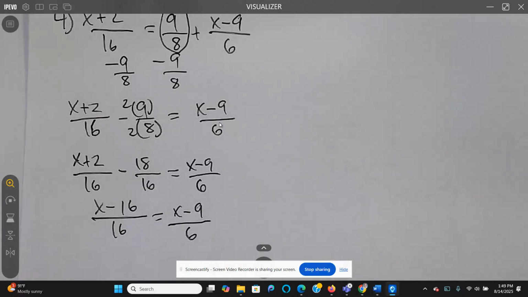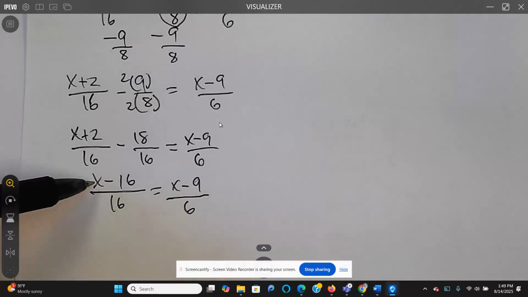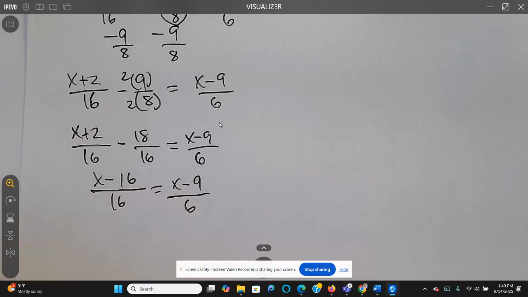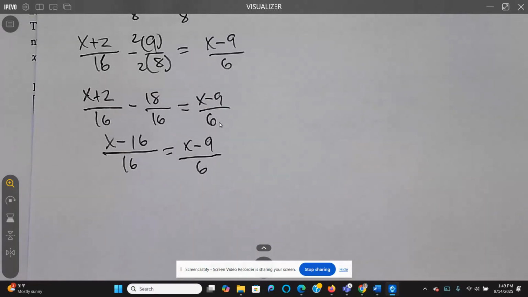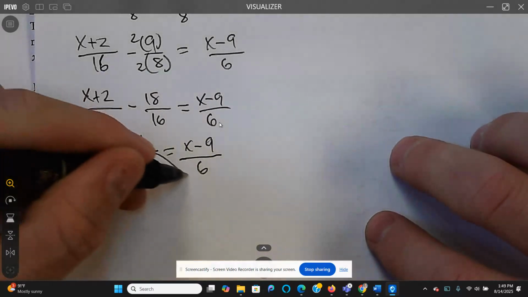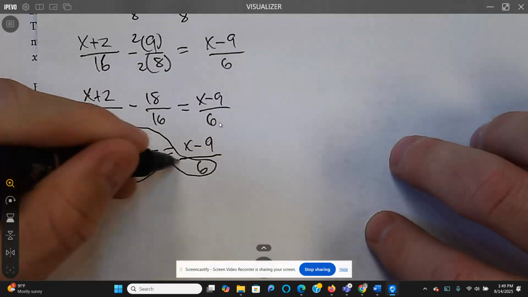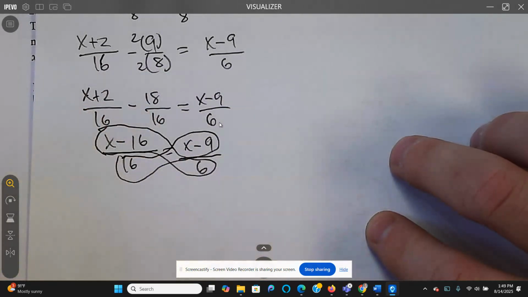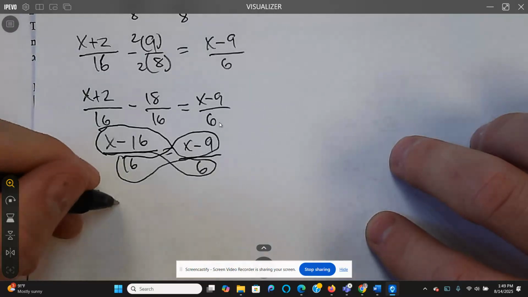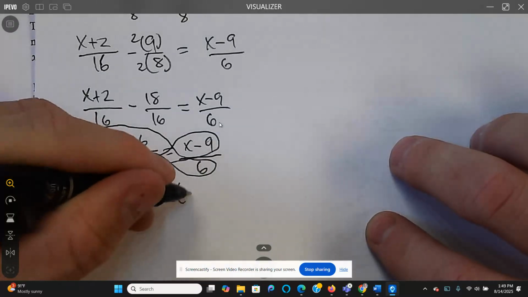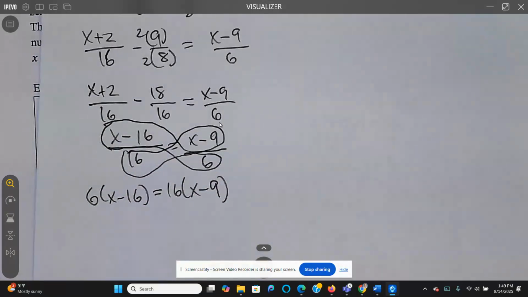Now, this is another strategy you could use to solve an equation. I've got a fraction equal to a fraction. Do you know what I can do when I have a fraction equal to a fraction? What can I do? Cross multiply. Shout out to 6th grade math. So I can cross multiply. That's another strategy. Cross multiplying was one of the strategies I taught last year.